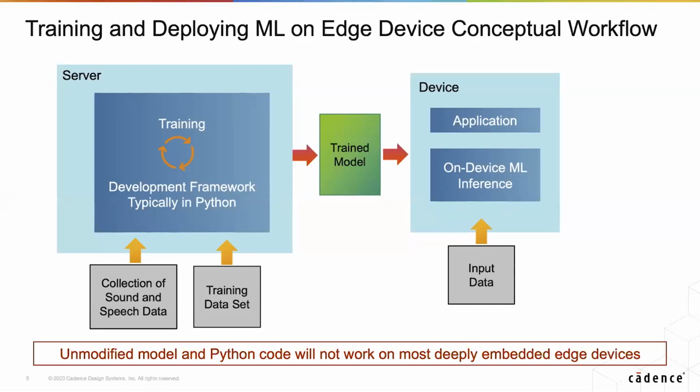If you do nothing with what you get from the cloud, you get the parameters for your weights, and you get Python code, and then you deploy that directly onto your device. Conceptually, this will work if you have unlimited compute power, if you don't care about power consumption. But for the most part, if you try to deploy such a network, it would not work on the edge device.